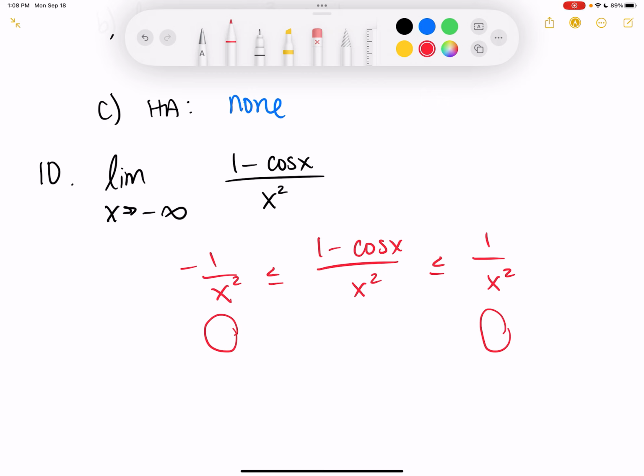So by default then, the limit as x approaches negative infinity of 1 minus cosine of x over x squared is going to be 0. Okay. Let's see what's next.